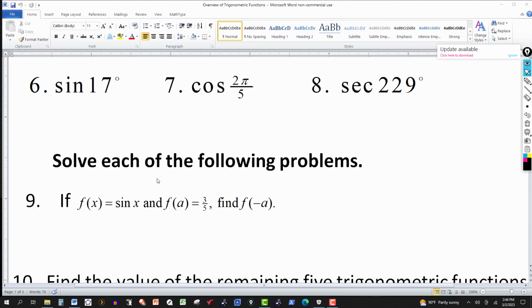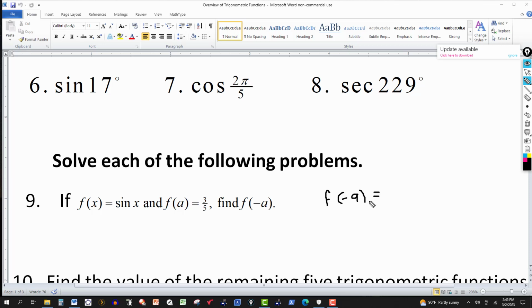Solve each of the following problems. So these are just random problems that you might encounter in different chapters of your trig study. This one says if f of x is equal to sine of x and f of a is equal to 3/5, find f of minus a. So let's just start by saying, okay, what we want to find. We want to find f of minus a. A just represents a value and it's minus that value.